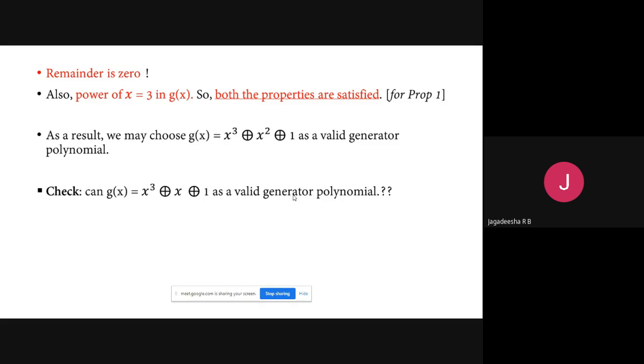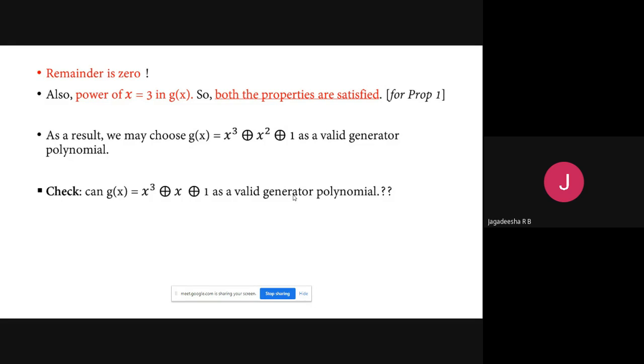Yeah, that is also verified here. We randomly chose something, but it exhibits that property: n minus k, that is 7 minus 4, is 3. 3 is the power of the generator polynomial, that is x cube. The generator polynomial starts at x cube plus x square plus 1. So both the properties it satisfies, so no worry. We can directly use g of x. What we have assumed is a valid generator polynomial.